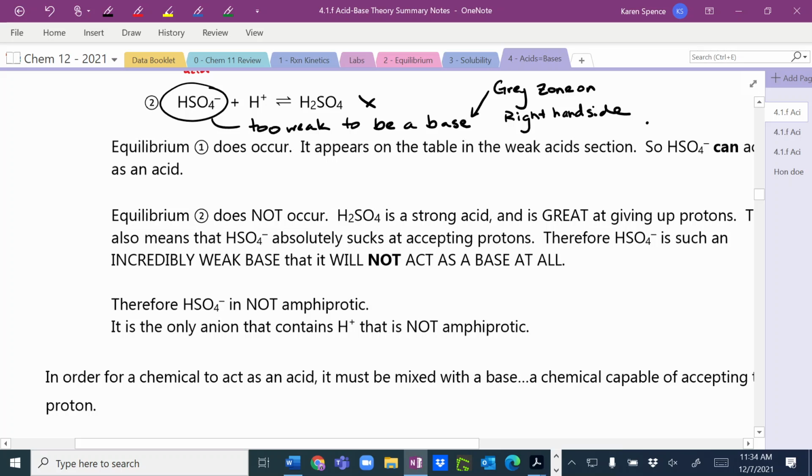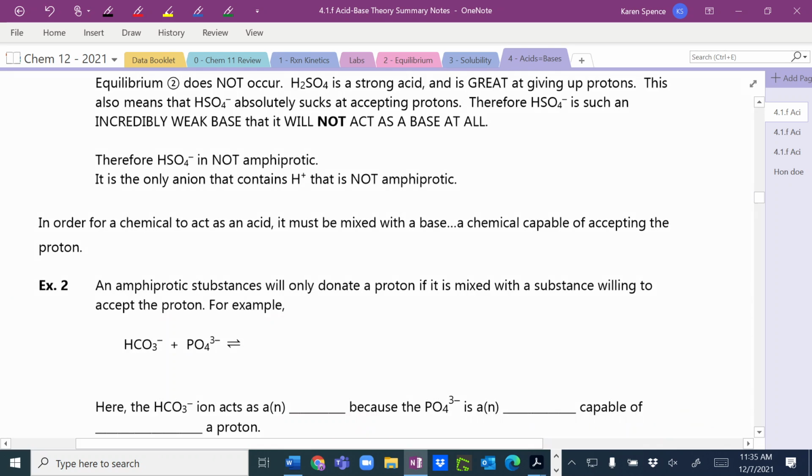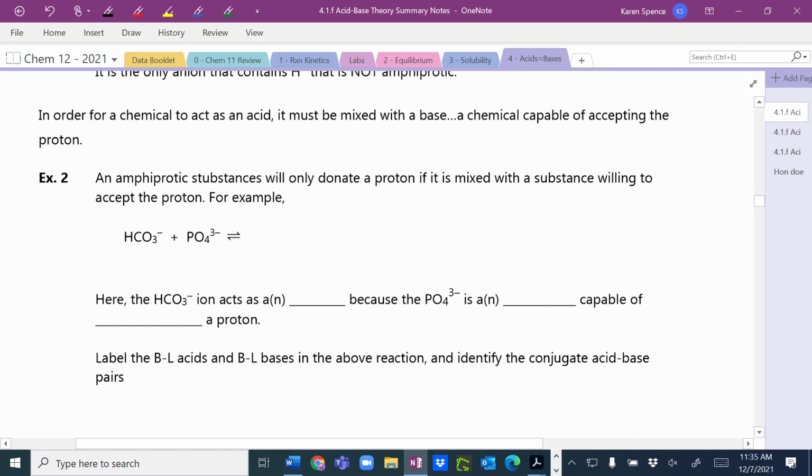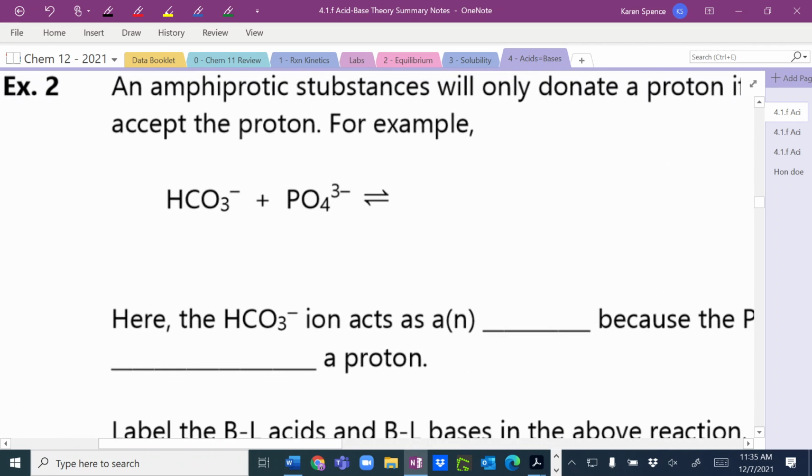In order for a chemical to act as an acid, it must be mixed with a base. We've already talked about that. What if I take an amphiprotic substance like HCO3 minus? So I've got an H and I've got a minus, so therefore that is amphiprotic. How do I know what it is going to do? What do you think it will do when we put it with PO4 3-? Will it act as an acid or will it act as a base? Tell your partner.